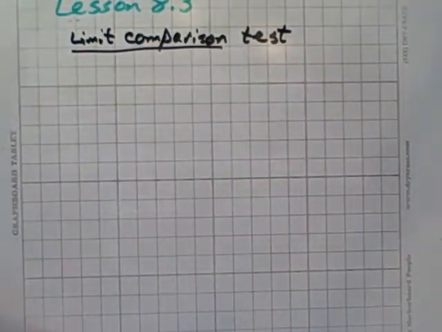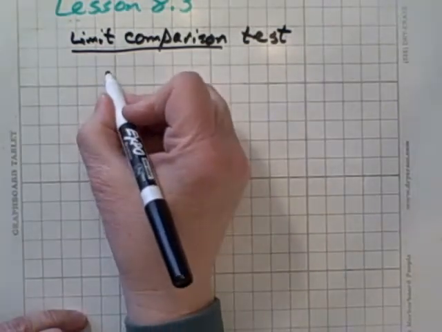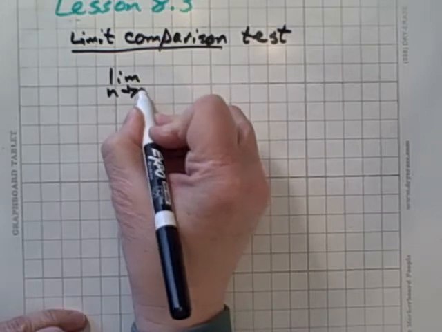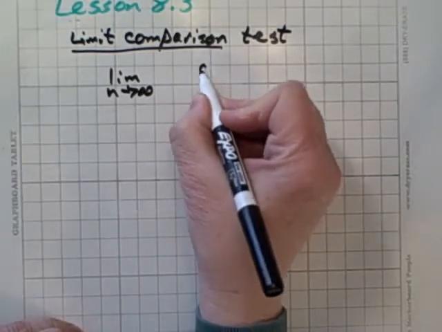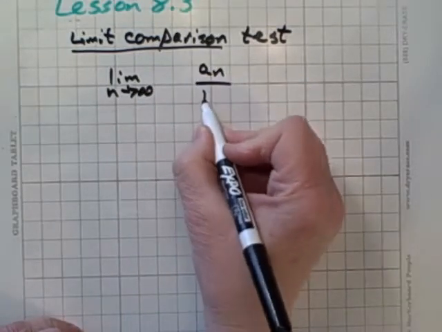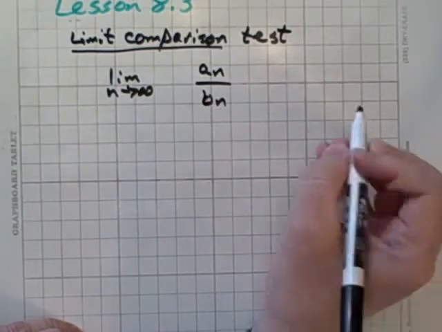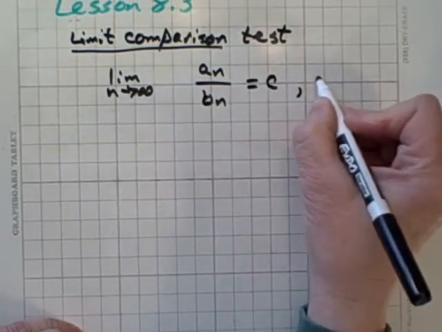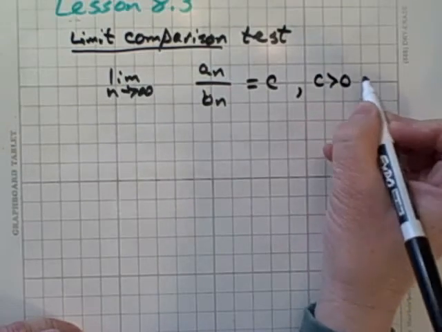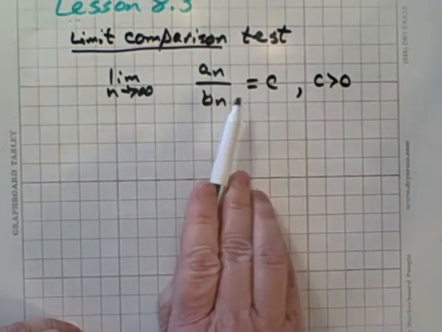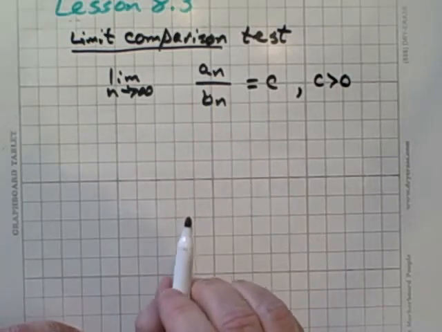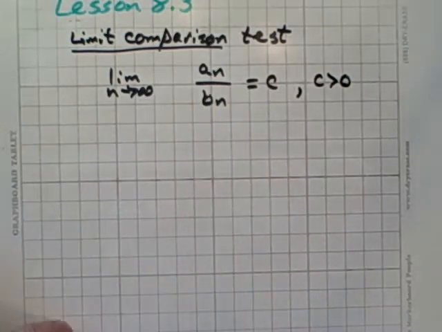Again, read the text for detail, but it comes down to the limit as n goes toward infinity of the nth term formulas. Really doesn't matter which one goes on top and which one goes on the bottom. But if that comes out to be a constant, and in fact a positive constant, then they behave the same. So if you know what the comparison does, you can claim the series you're wondering about behaves the same way.